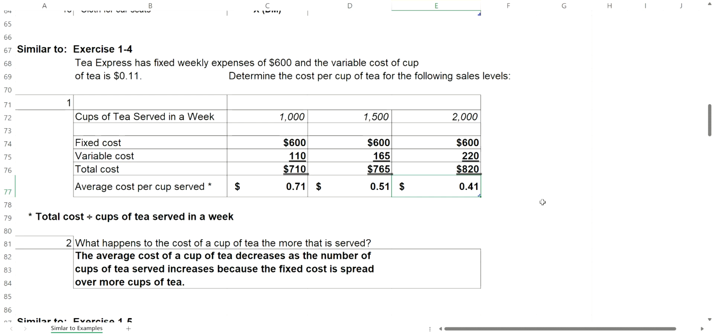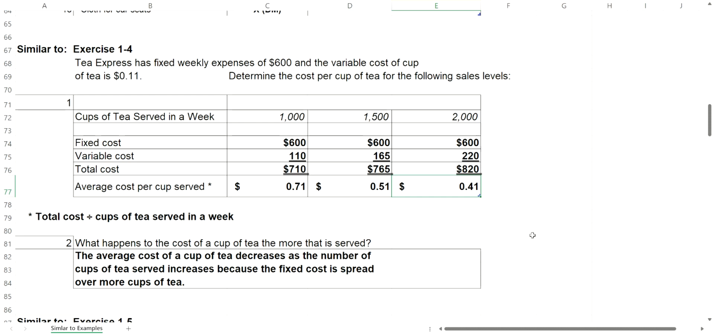The variable cost doesn't change from 11 cents a cup, but that $600 fixed cost is being spread among more cups of tea. Look at it this way. If you rent an apartment for $1,000, but you get one other roommate, that spreads the cost down to $500. If there are 4 of you living in that apartment, that spreads the cost to $250. So it becomes less for each of you the more people that live there. Those fixed costs become less the more cups of tea you served.